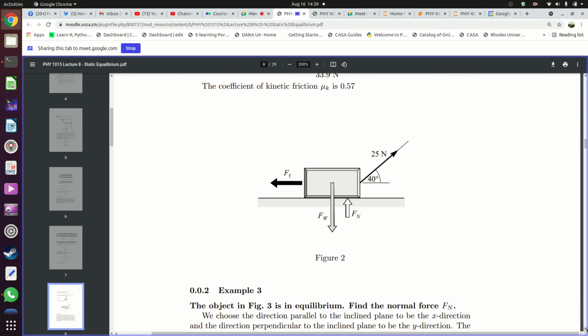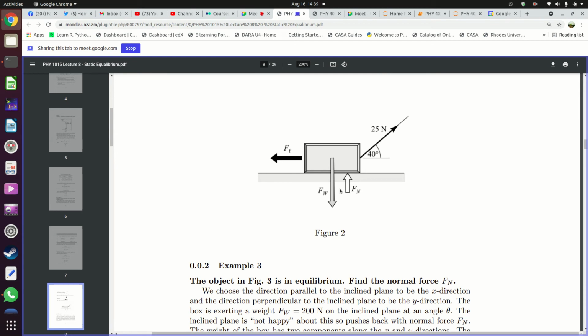So it is down here. This is the arrangement which we have here. We have a box like this. There is a force acting on this particular object. The force is 25 newtons, and it is acting at an angle. So this is how the object is being pulled. Then of course there is a friction force in this particular direction, like this. Then there is the weight of the object, which is this one here.